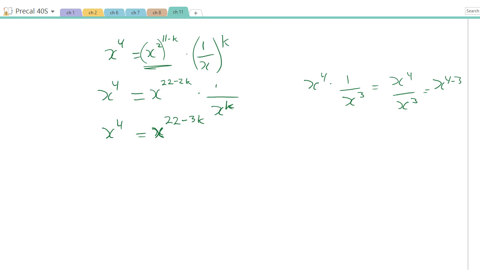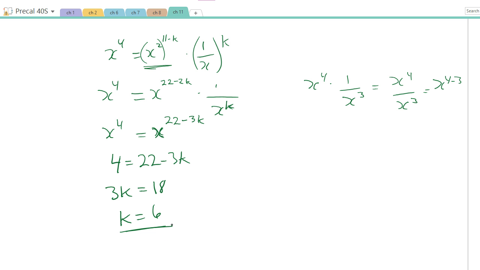Now we're ready to say 4 is equal to 22 minus 3k. So once we got it to the x to the power of x to the power, then we can do that. Alright, so I'll add 3k to both sides and subtract 4 from both sides, and then I divide by 3. I get k is equal to 6.